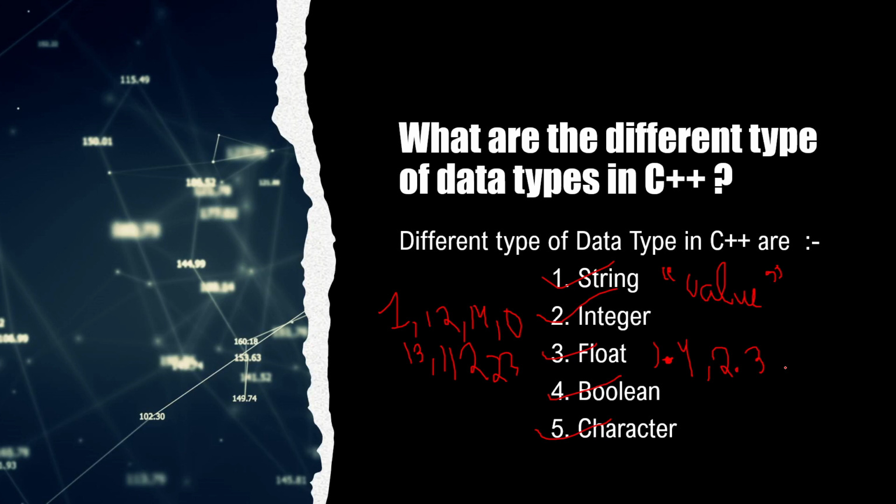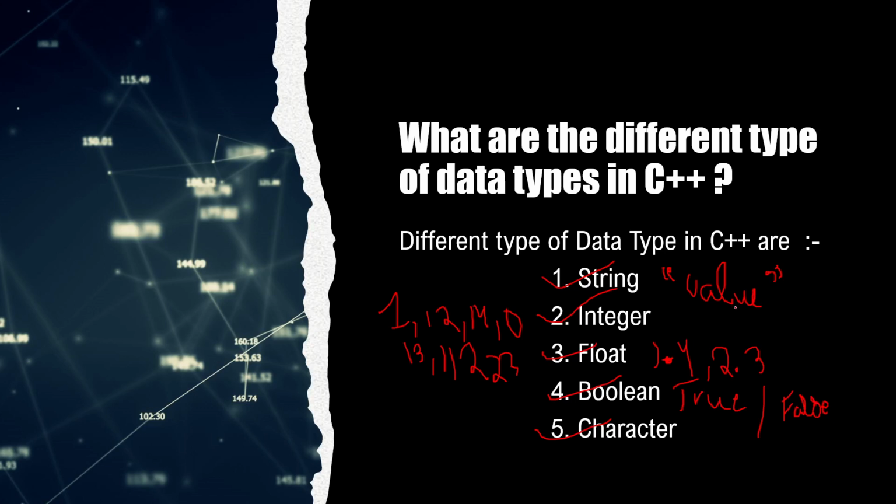Now comes the boolean. So boolean is nothing but true and false. Is this condition true? If true, execute. If false, don't execute. So we can store the values which are true or false. True or false are known as the booleans.